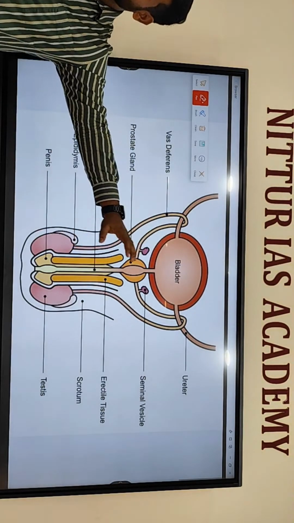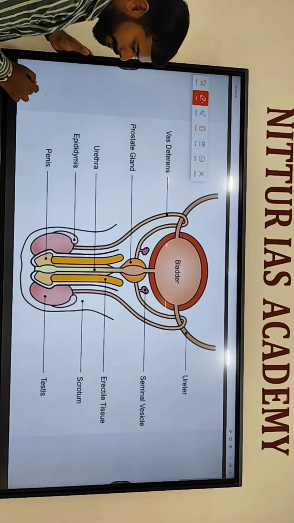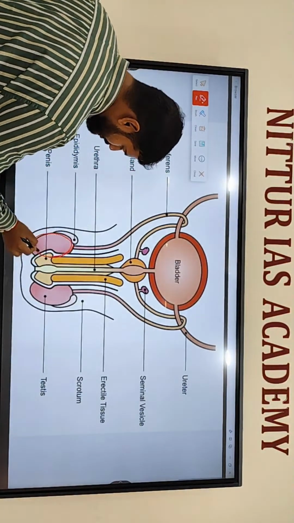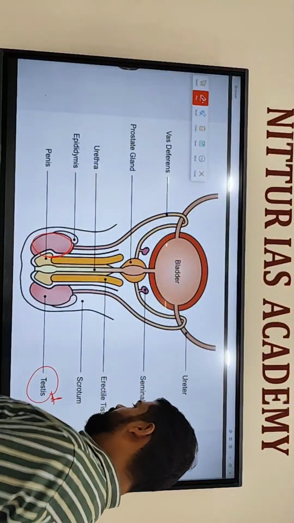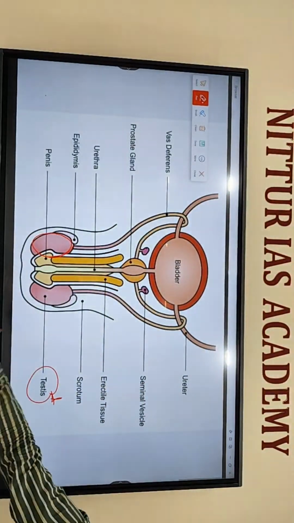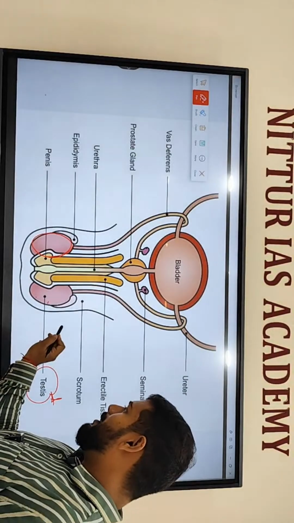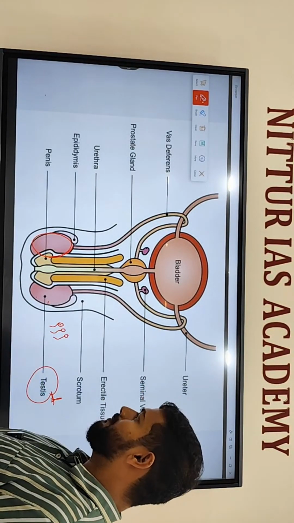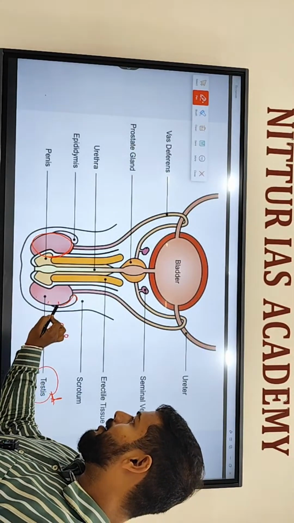Here, the male reproductive system. The important endocrine gland is the testis. How many testes will be there? Two. Even with a single testis, a person can reproduce. In the testis, what will be produced? Sperm cells. Sperm cells are produced in the testis and are stored here.